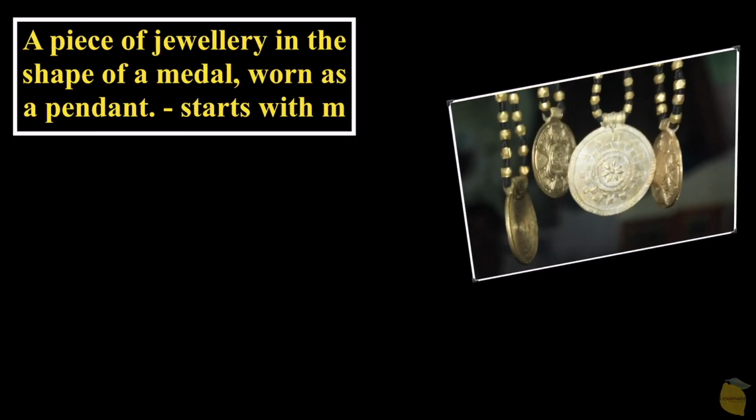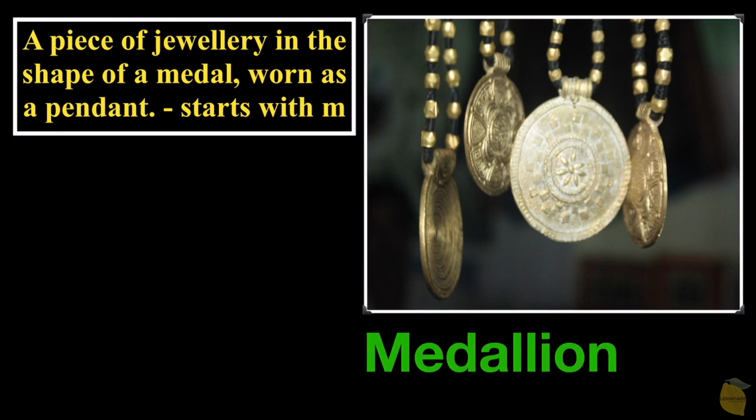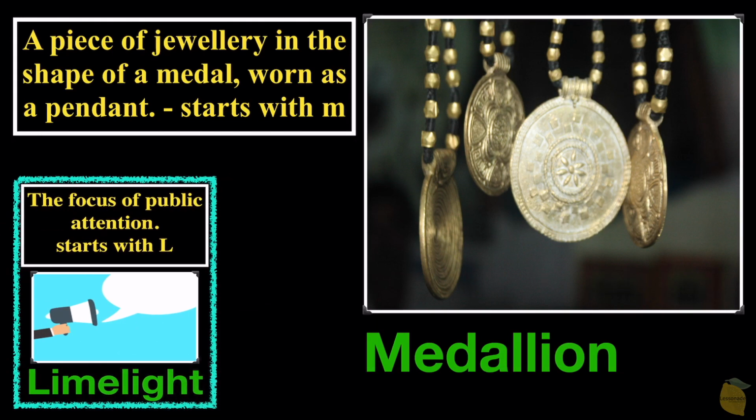The next one is a piece of jewelry in the shape of a medal worn as a pendant. Starts with M. In this picture, we see a jewelry and it's a pendant which is in the shape of a medal. So this means the word must be medallion. Before we go on to the next one, let's recall the previous slide. And the previous slide is limelight. Let's go on to the next one.